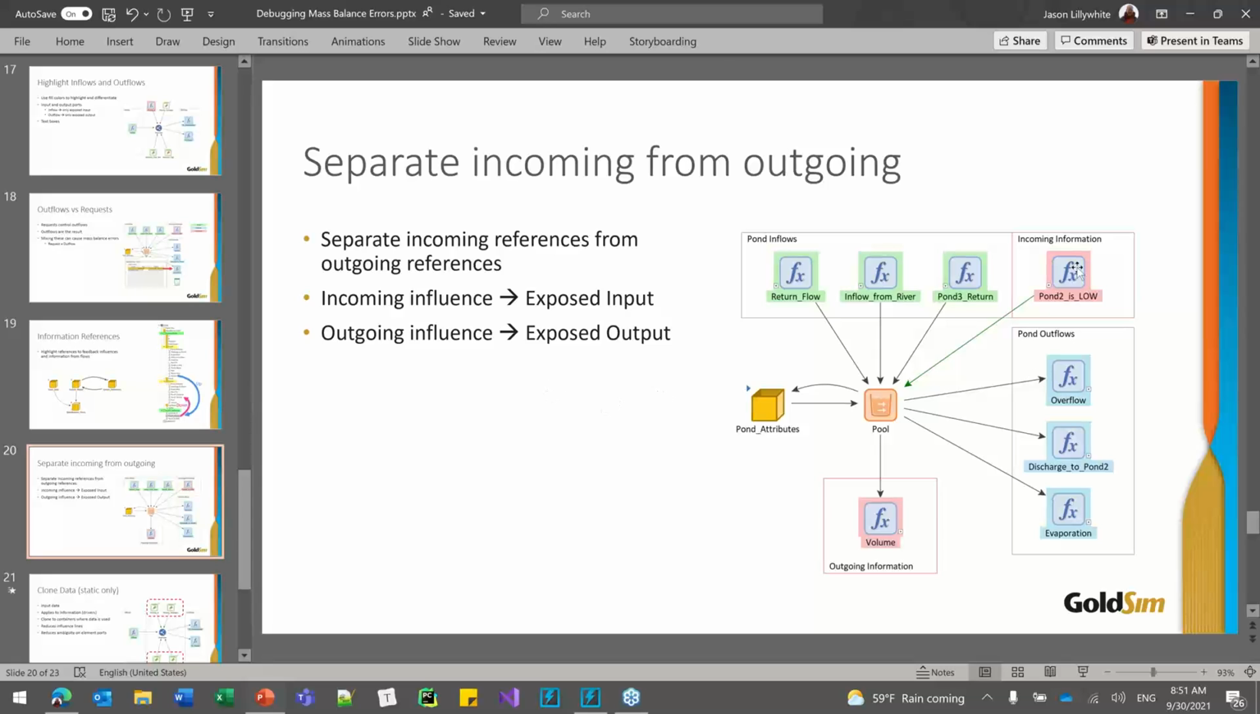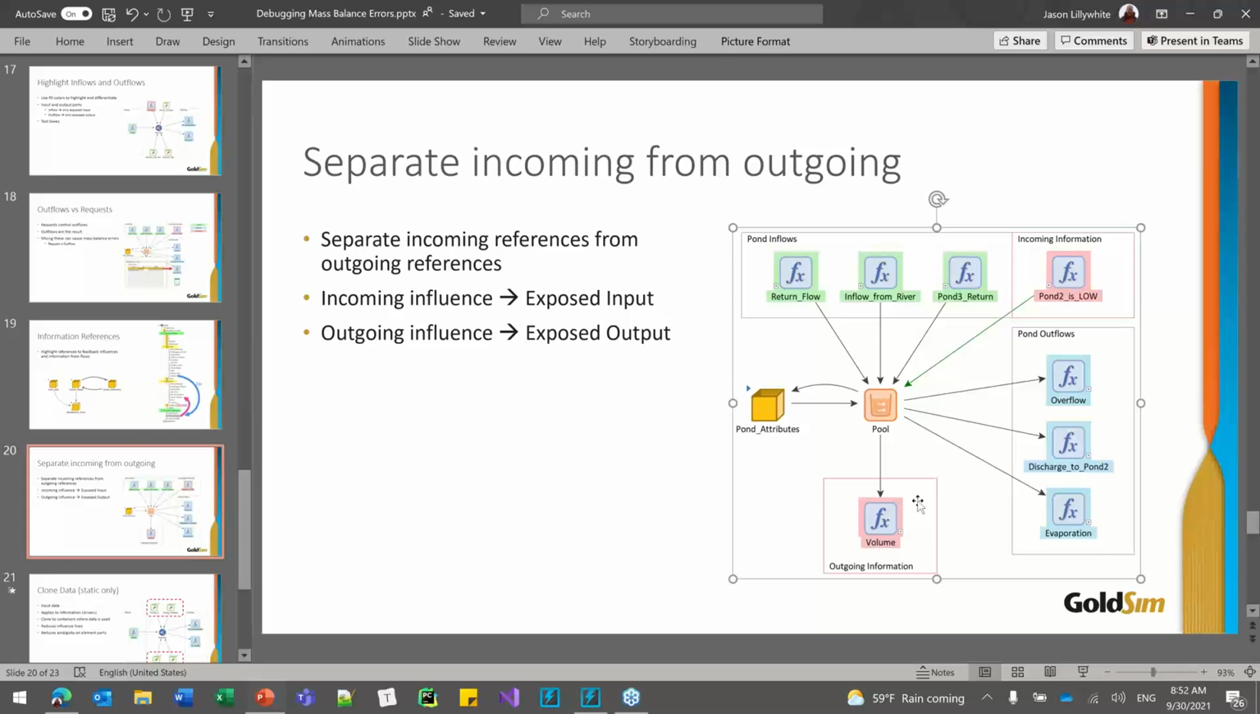Okay, so I also separate and highlight the references to information separately. So incoming information I put up here somewhere by the inflows, and then outgoing information I put somewhere further away down, maybe by outflows. So we have incoming information, we have incoming flows, we have outflows and outgoing information.